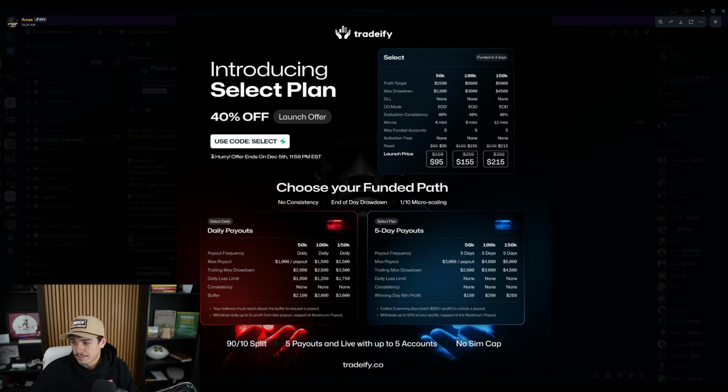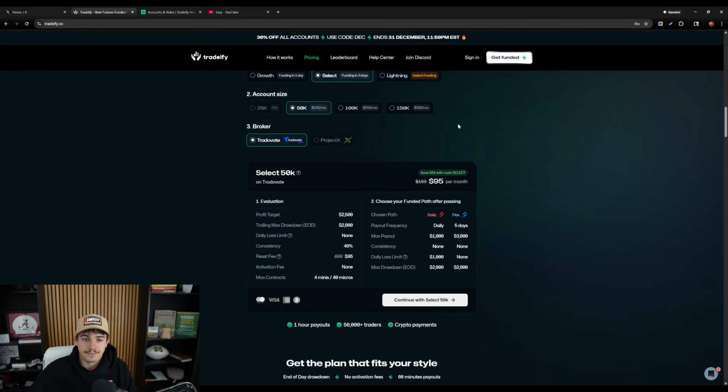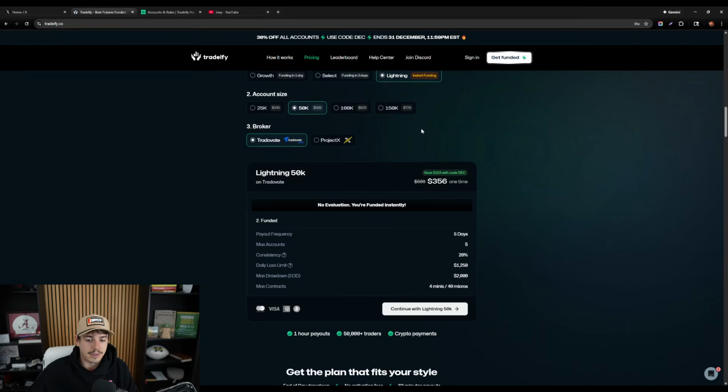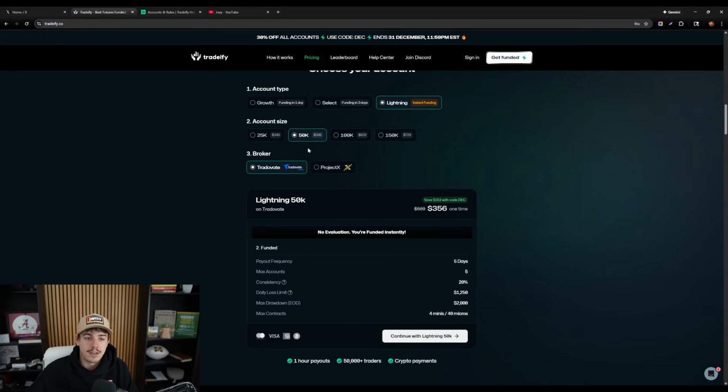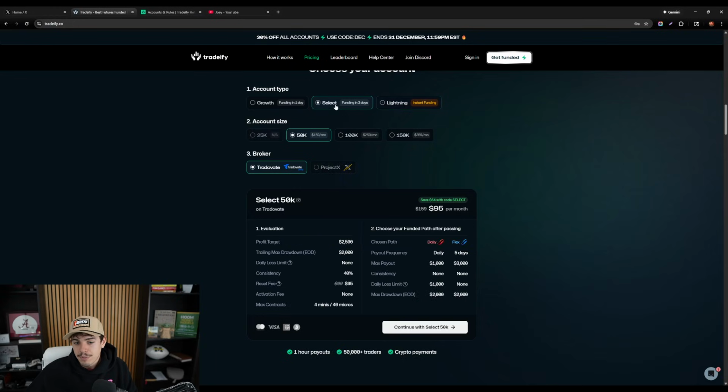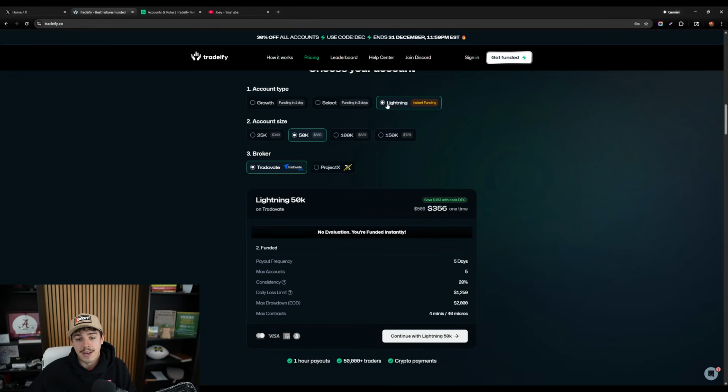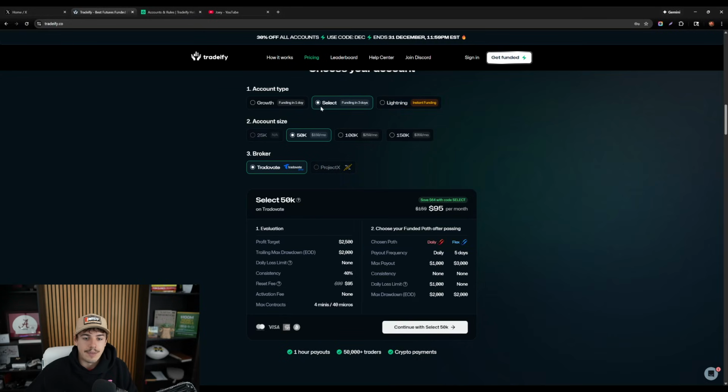And then of course you have your Lightning funded accounts here, which is just your instant funding. So you can get a 50K account instantly funded and start working towards those payouts for 350, which you could buy 3 of these new accounts, almost 3.5, for the price of 1 instant funding. So if you want to take some time and just pass those evals, you're going to save yourself a lot of money doing so.